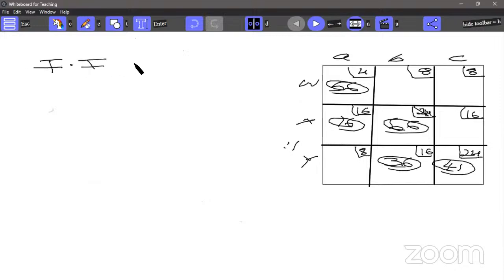To find out the improvement index, there are 2 methods: the stepping stone method or the MODI method. By both methods, whatever improvement index we get is the same. So we will start with the MODI method, then we will come to stepping stone.